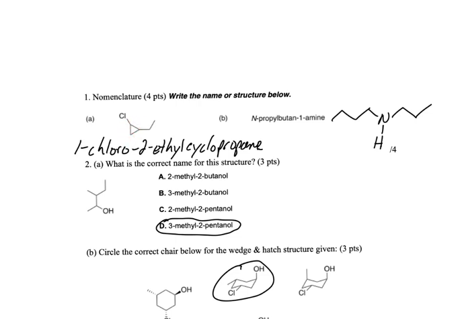The ring is the parent chain, so it's cyclopropane. Chloro takes priority. 1-chloro, 2-ethyl, cyclopropane.